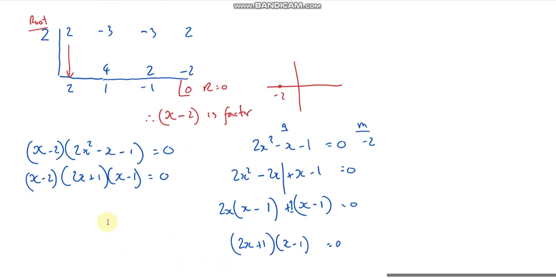Now it's not asked me to go any further than that, but just to show you, if it asked me to solve, okay, so solving would be going further. Solving would then be saying, okay, well that means that x is 2, it means that x is -1/2, and it means that x is 1. Okay, so solving is just going a wee bit further. We don't have to do that this time.